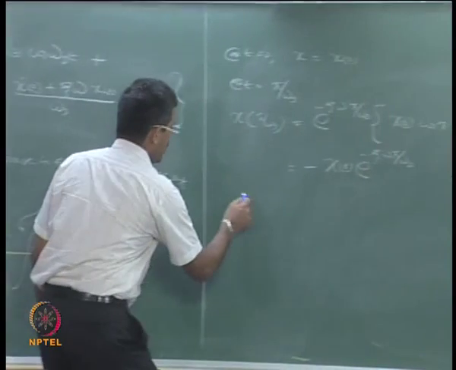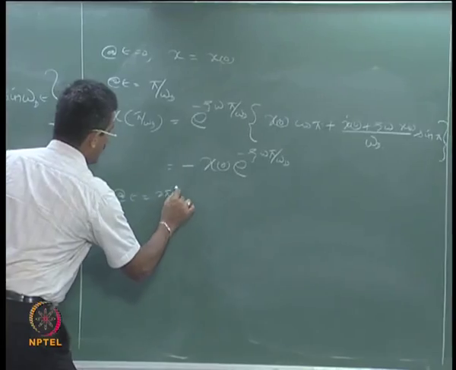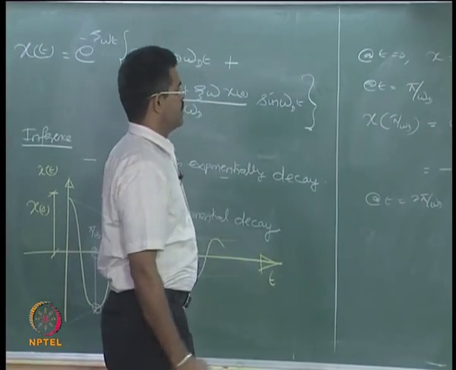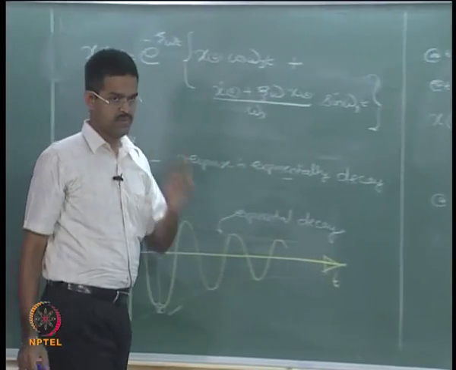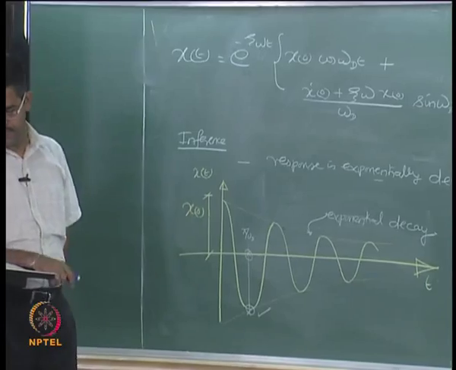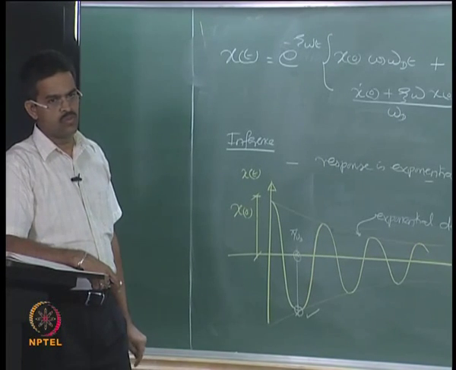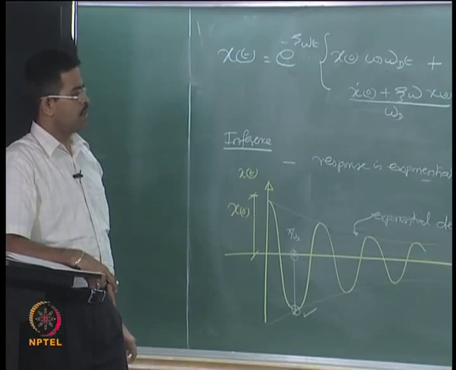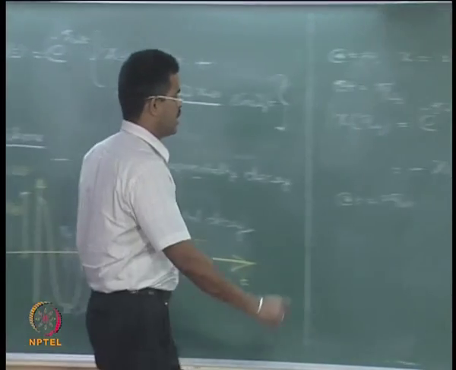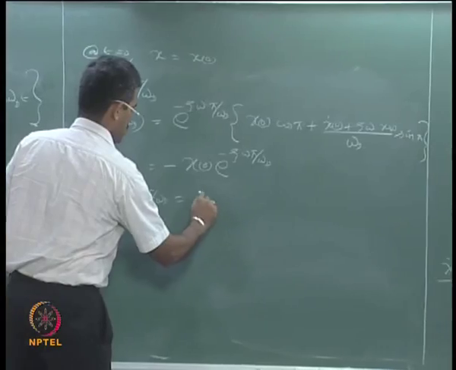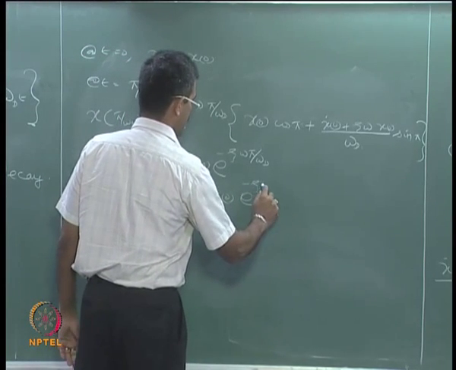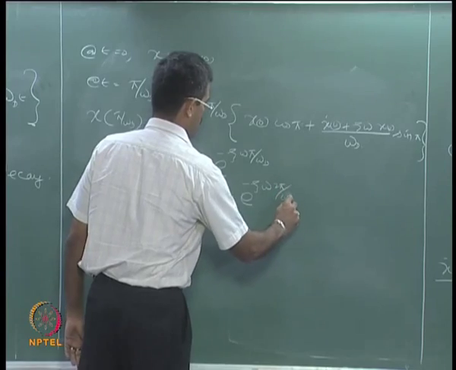Now let us say at t equal to 2 pi by omega d, a multiple of this, what happens to this equation again? Substitute back and tell me what happens at 2 pi by omega d. So you will get this value as a positive number, which will be x0 e to the power of minus zeta omega 2 pi by omega d. Is that okay?